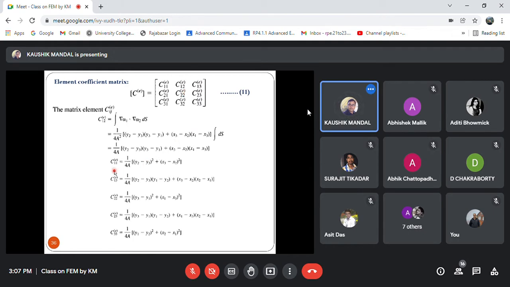So in that way, you have to find C11, C13, C22, all those things. C12 means you have to consider the grad of alpha 1 and grad of alpha 2. C13 means you have to consider the grad of alpha 1 and grad of alpha 3. Similarly for C22, C23 and C33. One point is that C21 will be equal to C12, C31 will be equal to C13, and C32 will be equal to C23. They will be equal. So up to this, we have found the coefficient matrix for a particular element.